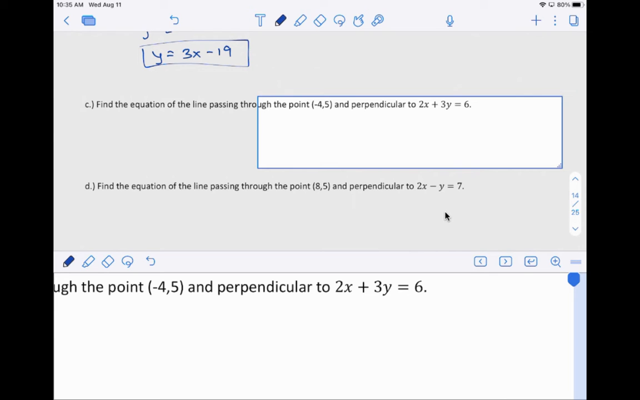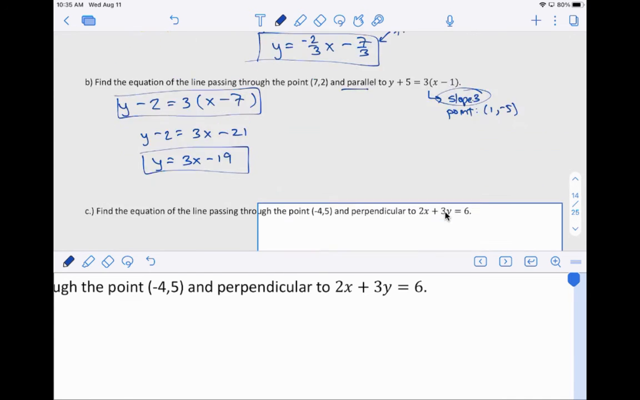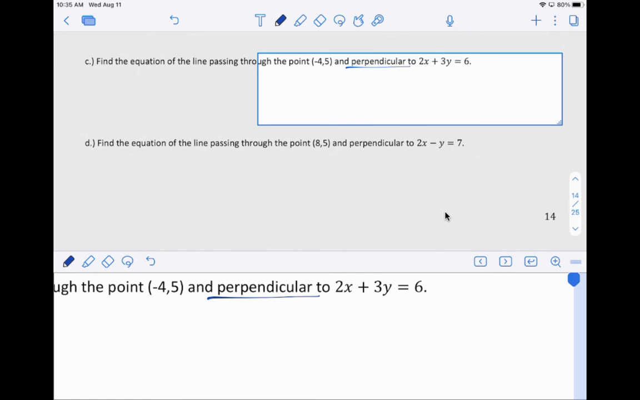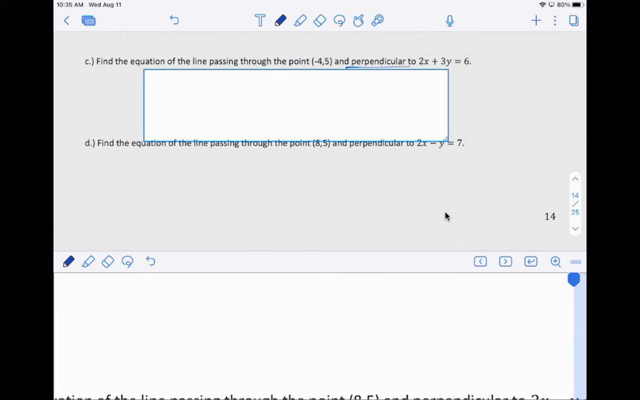Luckily, this is very, very similar to the first one we did today: the equation of a line passing through the point (-4, 5) and perpendicular to 2x plus 3y equals 6. Almost exactly the same problem. The only different word is perpendicular. That doesn't mean the ideas of slope changed, right? It just means the type of slope changed.